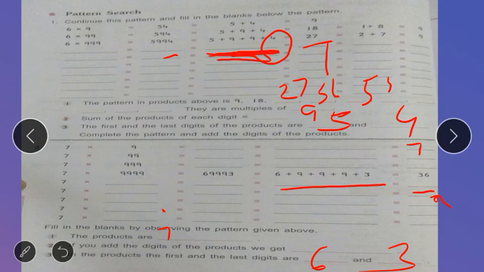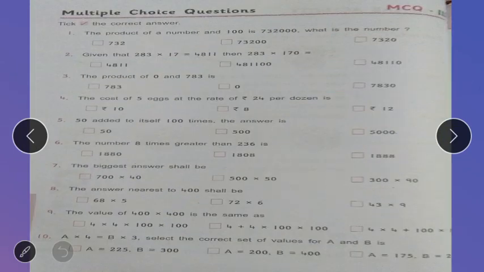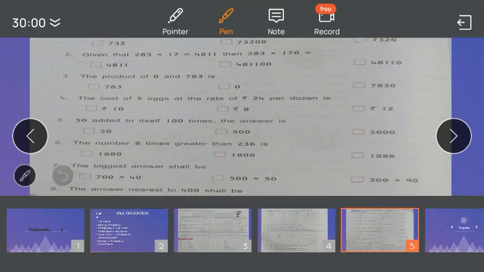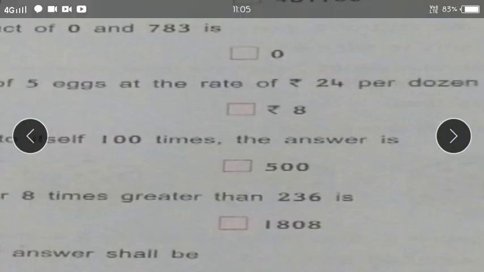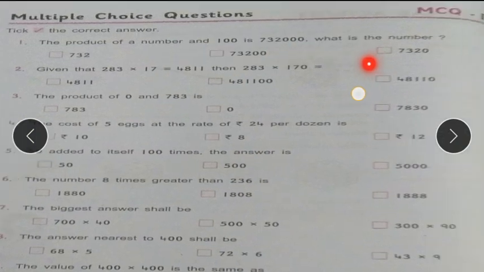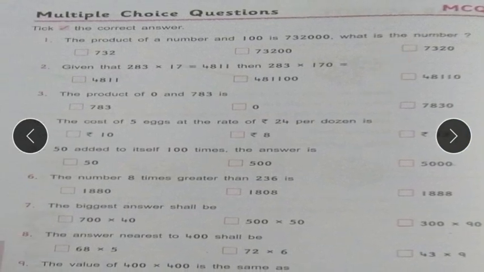Now one more exercise of this unit, that is the multiple choice questions. The first question is asked: the product of a number and 100 is, what is the number? You have to find the number. A number is there, you don't know the number, so let the number be x. First one I am explaining, let the number be x.